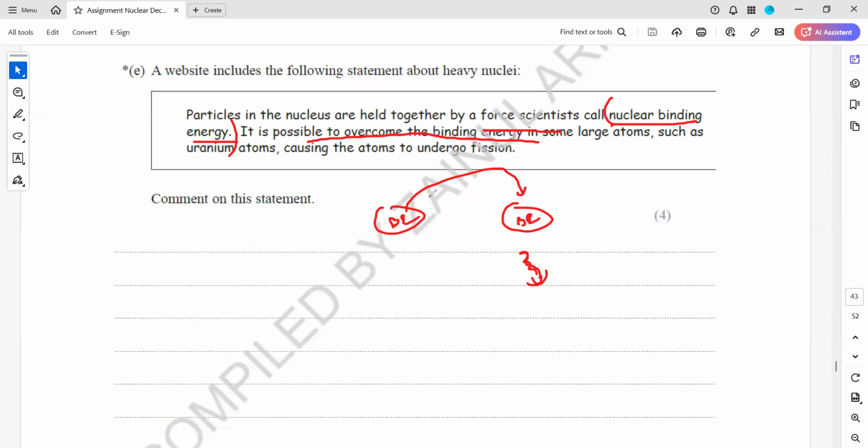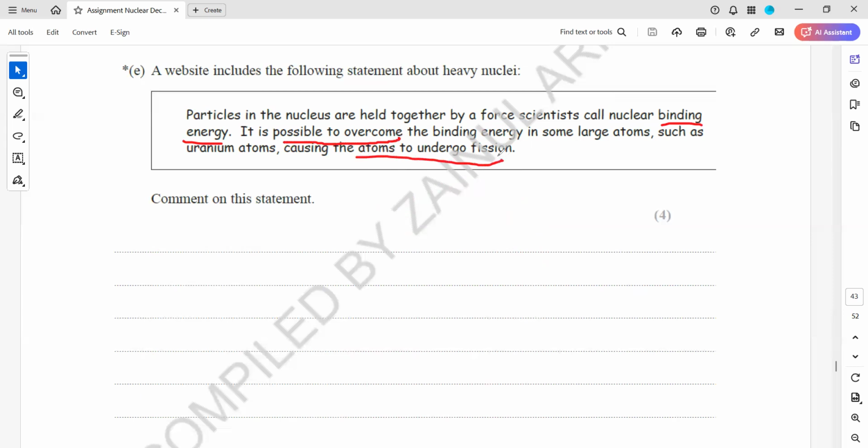And that causes atoms to undergo fission. Atoms do not undergo fission. The nuclei of an atom undergo fission. So this statement is wrong, and we cannot overcome the binding energy. This is wrong, and atoms do not undergo fission. It's the nuclei which undergo a fission reaction. Is it clear, this one?